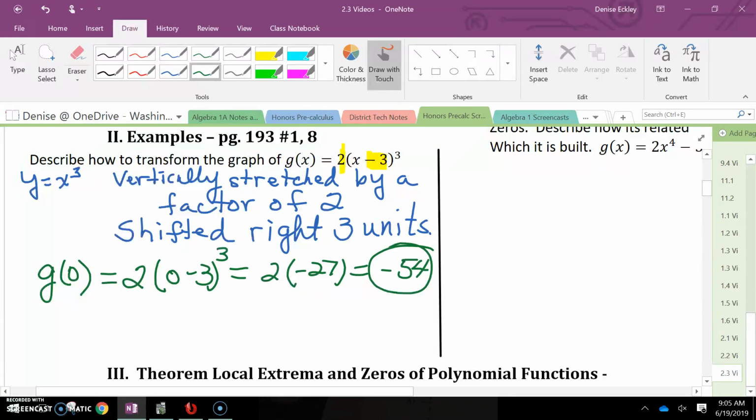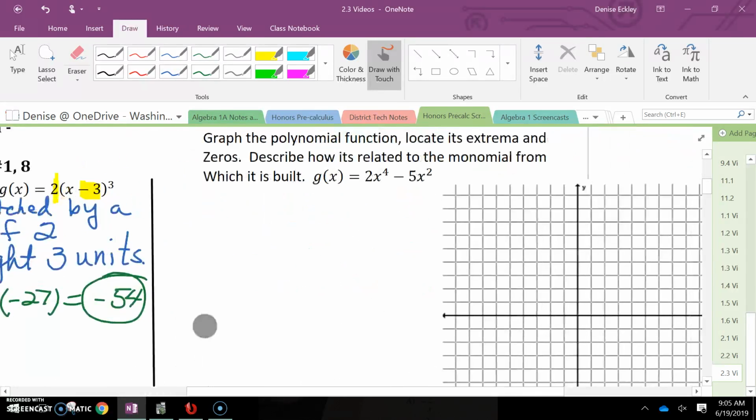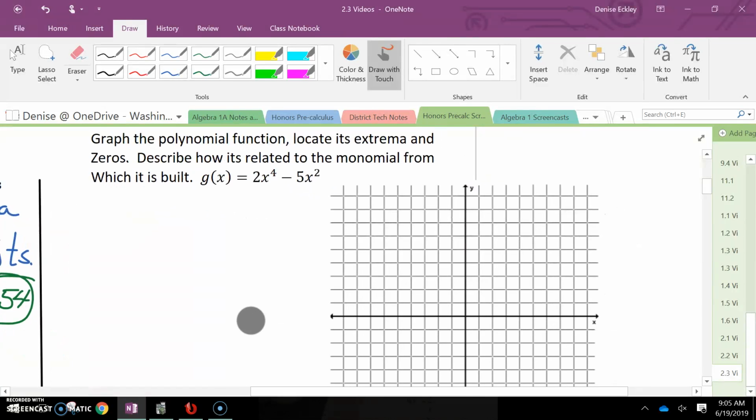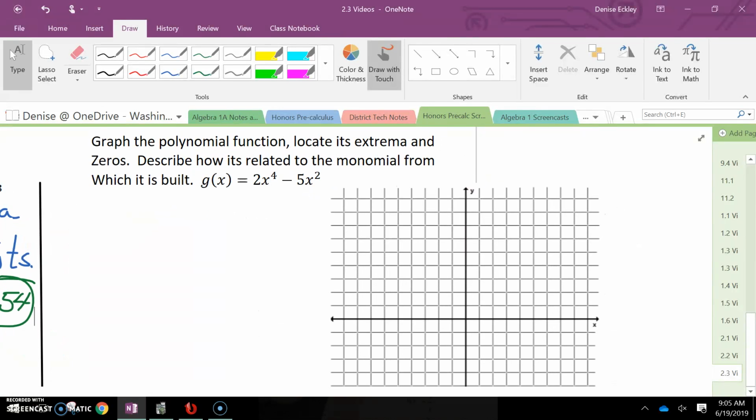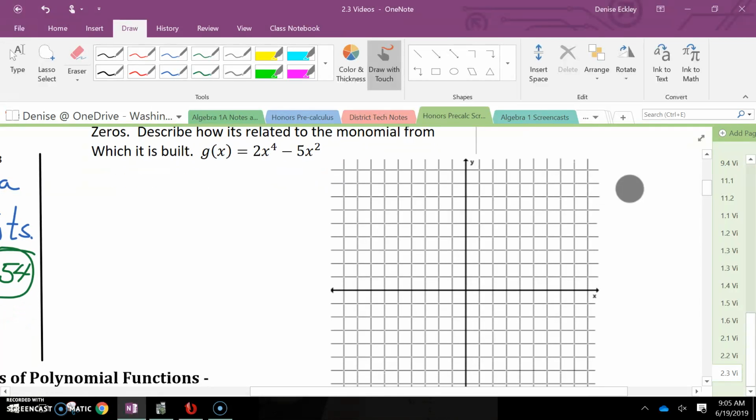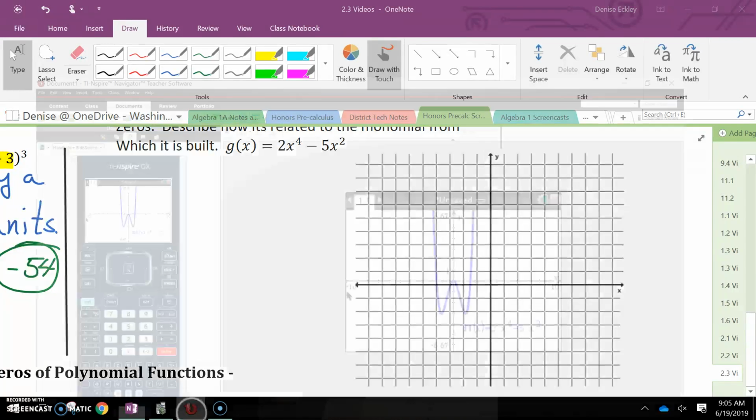Okay, now number 8 asks us to graph the function, locate its extrema and zeros, and describe how it relates to the monomial from which it's built. So the monomial is going to be x to the 4th. I'm not going to graph it here, but I will show it on the graphing calculator.